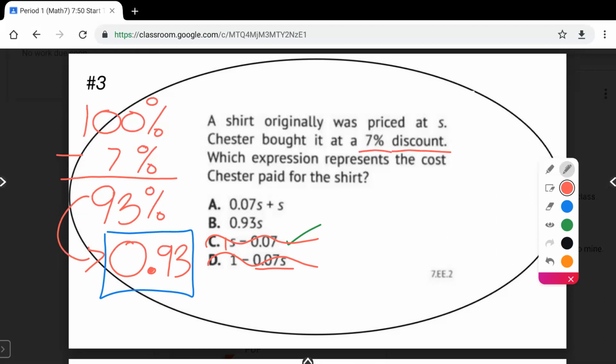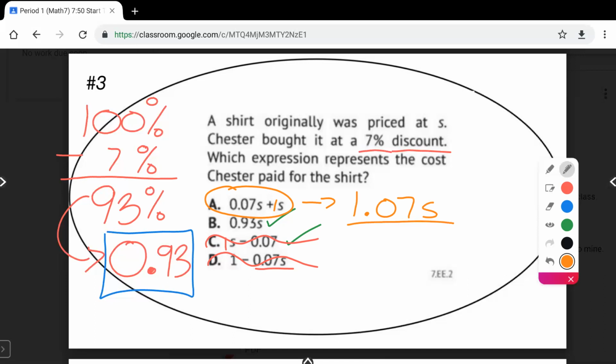Now, last but not least, we're choosing A and B. Now, I know some of you are probably looking at it saying, yes, we know the answer is going to be B. And it is going to be B. But here's the reason why. If you look at A, technically it is mathematically correct. It just doesn't answer the question. Because now if I drop a 1 in front of S right there, this becomes 1.07S. That's what that simplifies to.